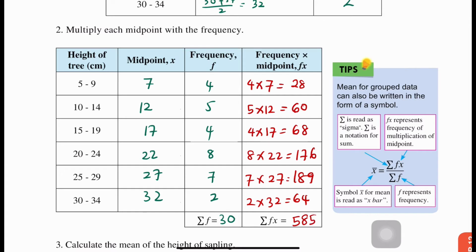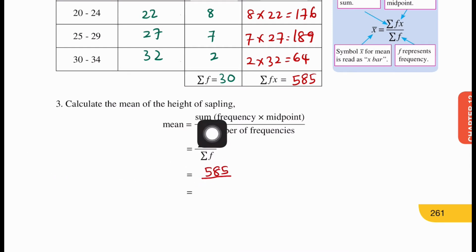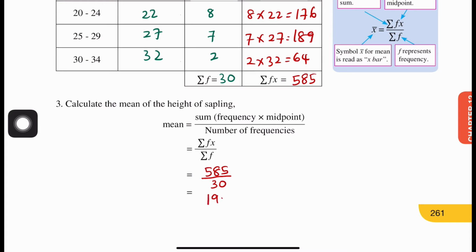Okay? Nak kira mean, ini kena kira. Next, okay, calculate the mean of the height of saplings. Okay, we know that the formula for mean is sum frequency times midpoint divided by number of frequencies. Ataupun yang inilah maksud dia sebenarnya. Okay, so kita gantikan sahaja. Summation of fx is 585 divided by summation of f is 30. So your answer is 19.5.